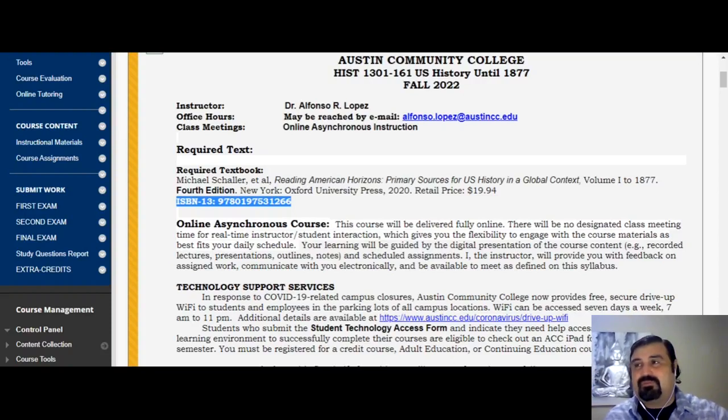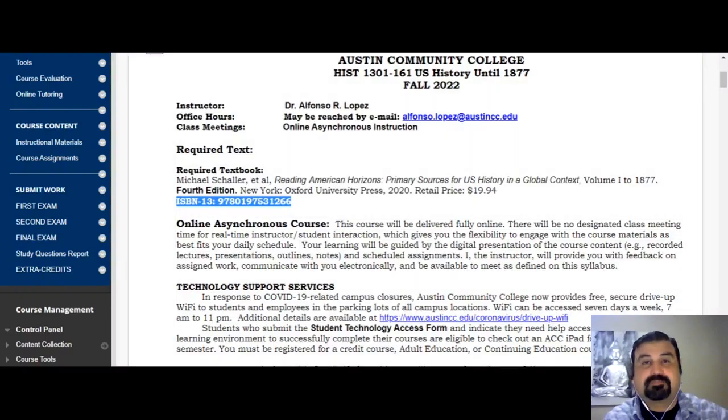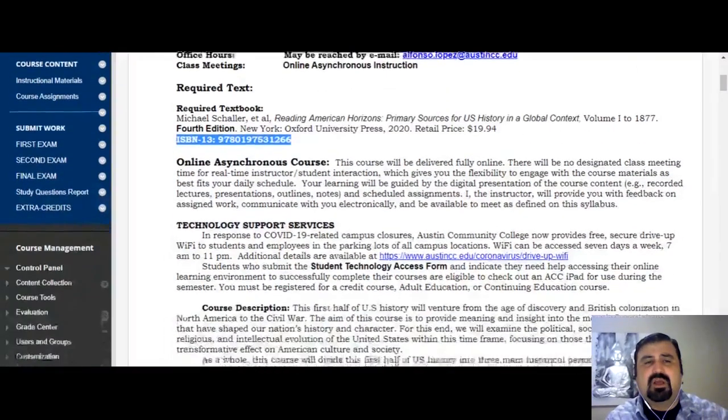Whenever you're buying a text, and if you wanted to buy, let's say, a book that was published in the 1960s, one of the first editions of a particular book, the ISBN number is the way to locate that particular early edition. In this case, we're talking about the fourth edition of this text published in 2020. So the ISBN number will help you identify and locate that text.